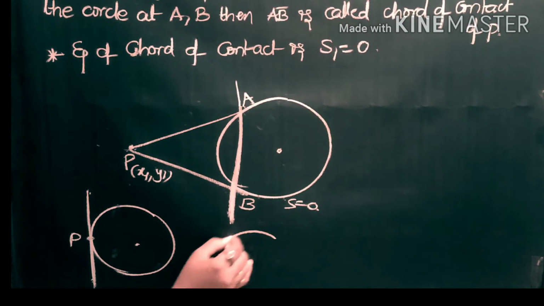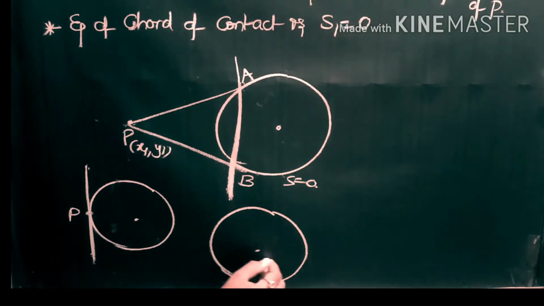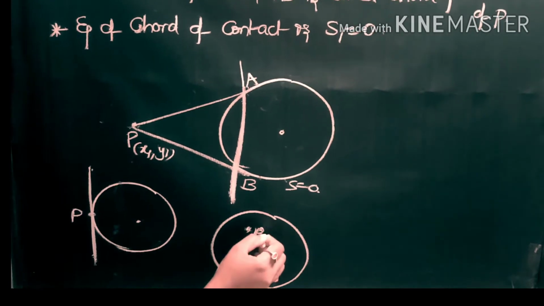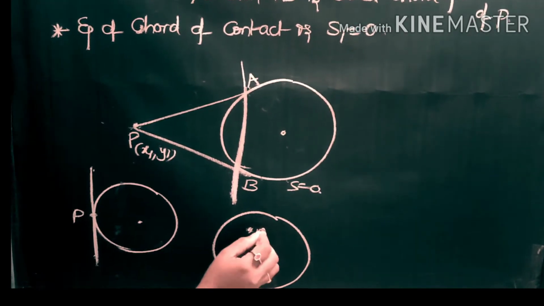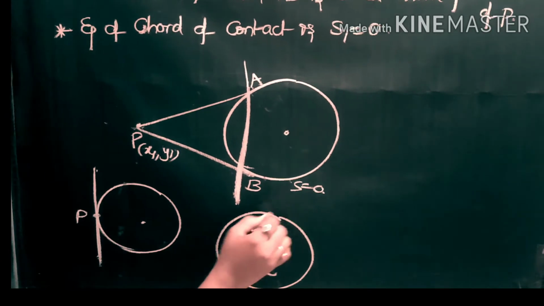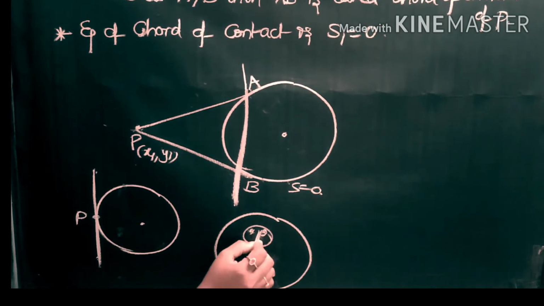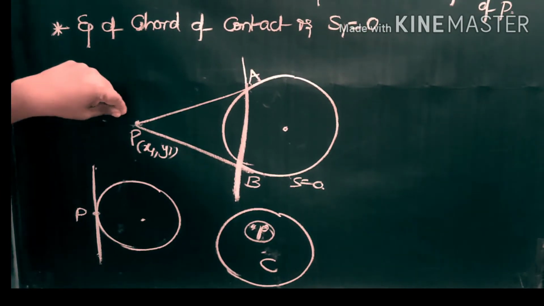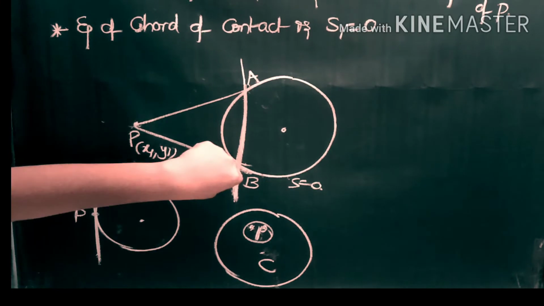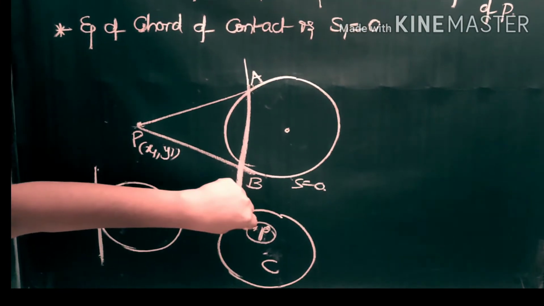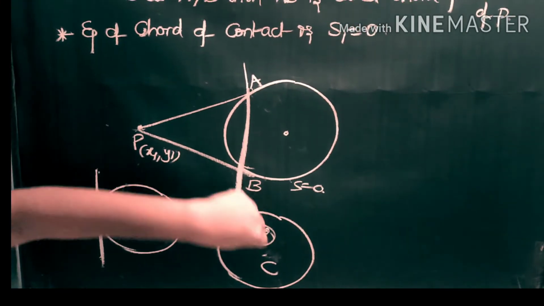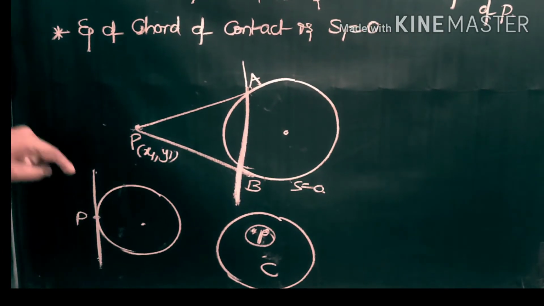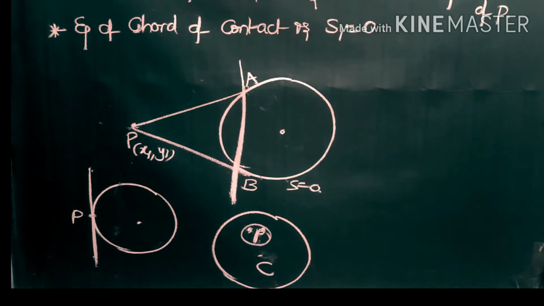And in the next case, if the point P lies inside of the circle, suppose this is a point P which lies inside of the circle, then in this case the chord of contact does not exist, since we can't draw two tangents to the circle from the point P. If the point P lies outside of the circle, then only we can draw two tangents to the circle. If the point P lies inside of the circle, then we can't draw the tangents from the internal point. And if the point P lies on the circle, then the tangent itself becomes the chord of contact.